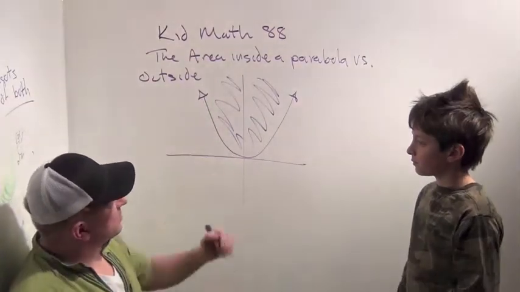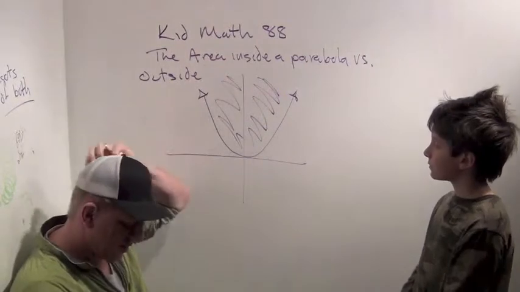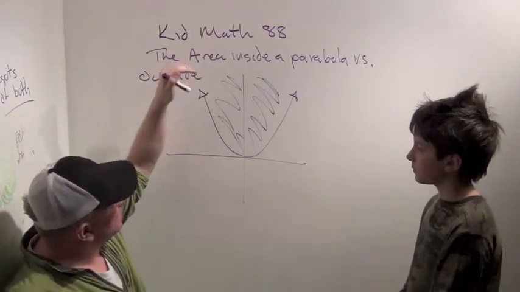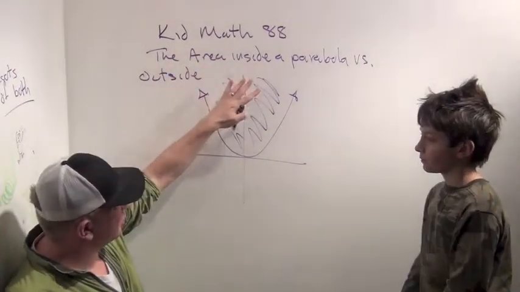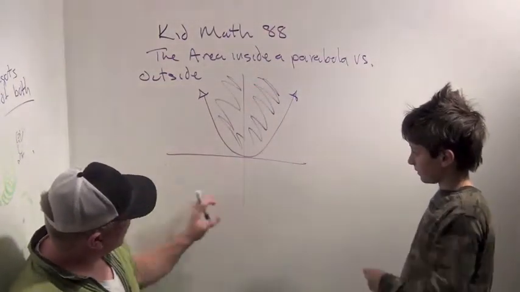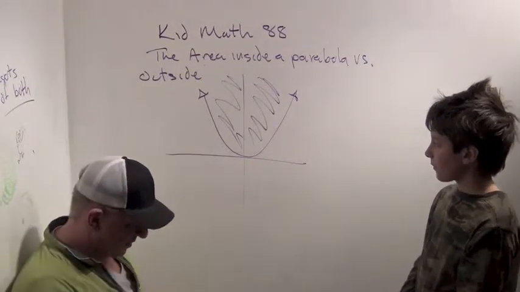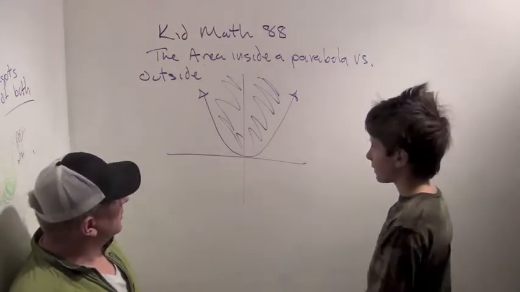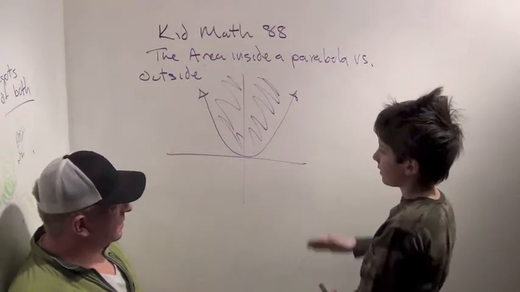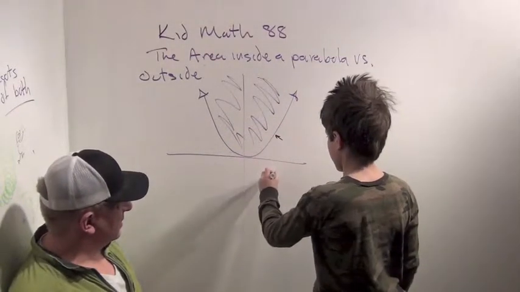So the other day you asked me a really cool question, and this is our second video in this series. If you go back to KidMath 87, that's the start. You asked me, which has more area: the area inside this parabola, or the area outside the parabola? What's your hypothesis? I think they're equal. You think they're equal? Because when you extend it to infinity, the area inside is infinity, and the area outside is infinity.